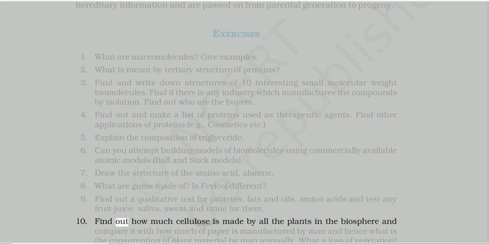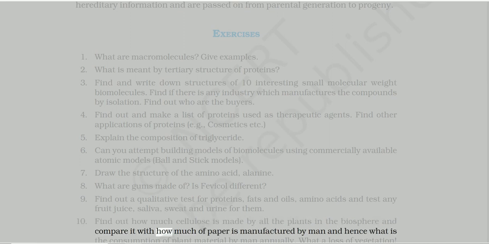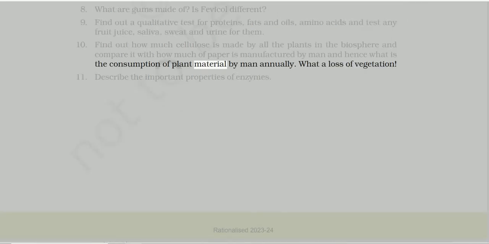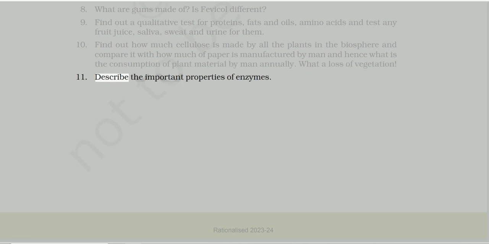10. Find out how much cellulose is made by all the plants in the biosphere and compare it with how much of paper is manufactured by man and hence what is the consumption of plant material by man annually. What a loss of vegetation. 11. Describe the important properties of enzymes.